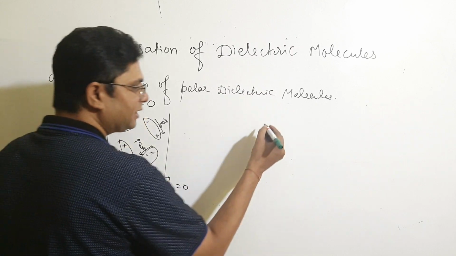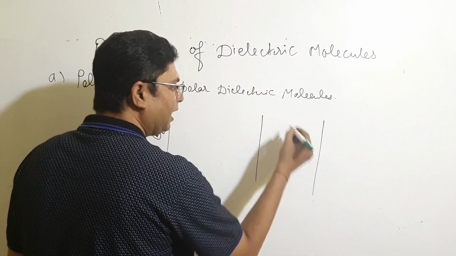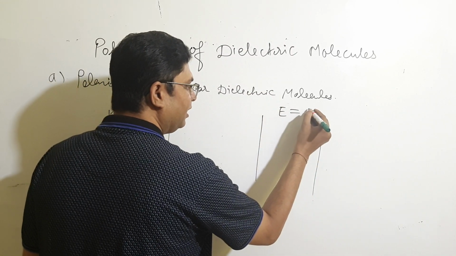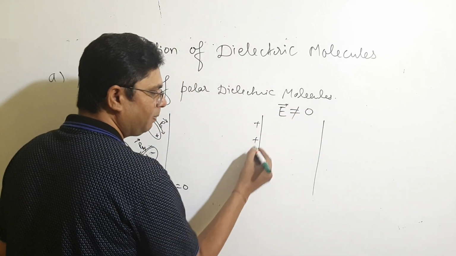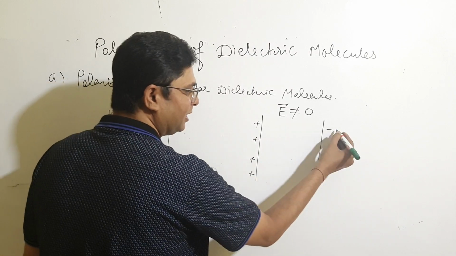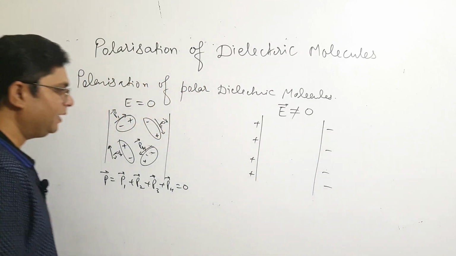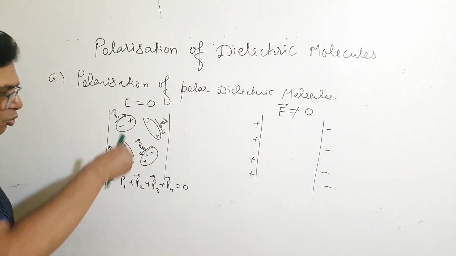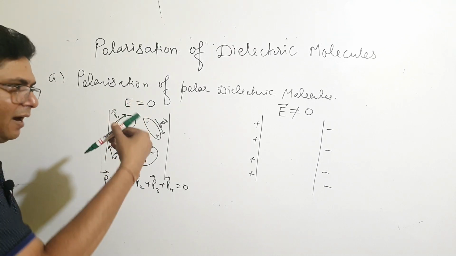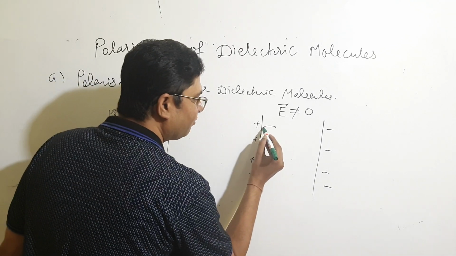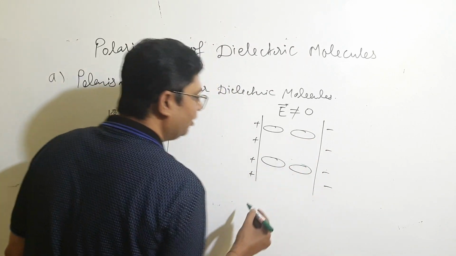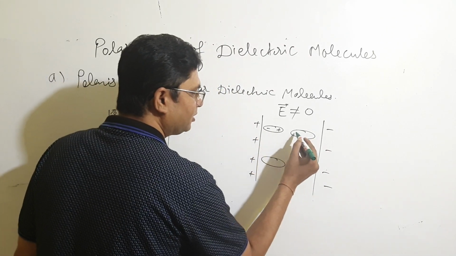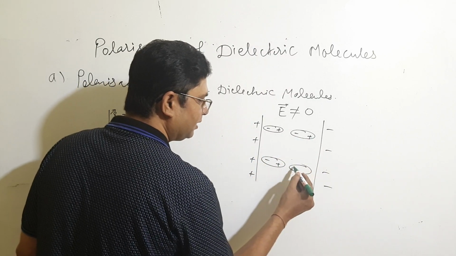When this is kept in a presence of electric field, this means that electric field is not 0. We have plus plates here and we have minus plates here. Then what will happen? These dielectric molecules start rotating, and after rotating they align themselves like this in a line. So we have a minus charge here, plus charge here, minus plus, minus plus, minus plus.